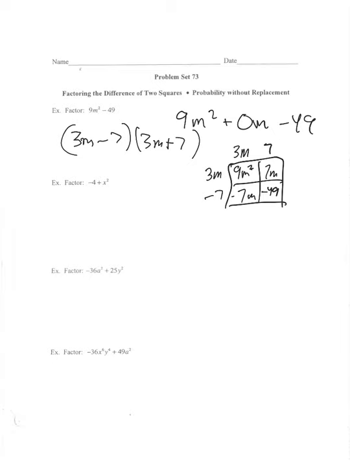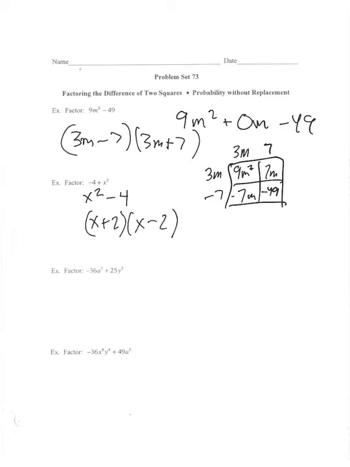If we go down here to this next example, we have negative 4 plus x squared. If I reorder that to put the x squared in front, because that's the typical way that we look at this, I could rewrite that as x squared minus 4. Once again, I'm going to recognize this as a difference of squares, meaning that I can square root the x squared and I can square root the 4. So I can write this as x plus 2, x minus 2.